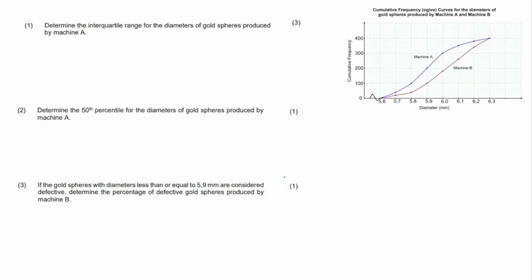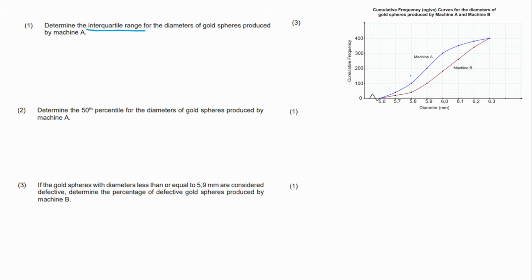For question 1, it says determine the interquartile range. We're going to have to determine the interquartile range for the diameters of gold spheres produced by machine A. So very important, it's this blue curve over here. The blue curve is machine A. Interquartile range just means we're going to take our third quartile, Q3, minus Q1. That'll give us our interquartile range.